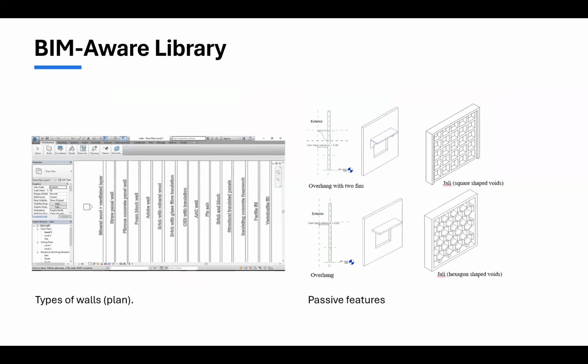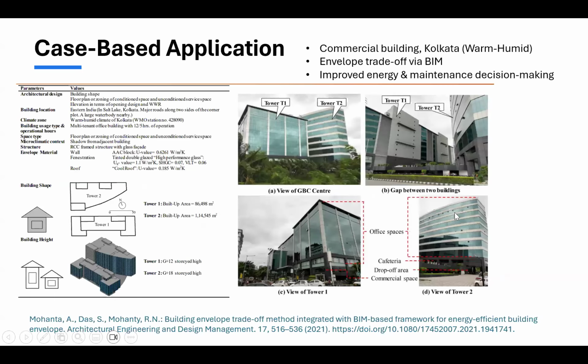So these are a few instances created using the customized or proposed workflow, the different types of plans of different walls. And these are the basic features: an overhang with 2 fins, overhangs with 1 fin, jali with hexagon-shaped wards. All these were created. This library was applied in one of the case study buildings, a commercial building situated in Kolkata in warm, humid climatic conditions.